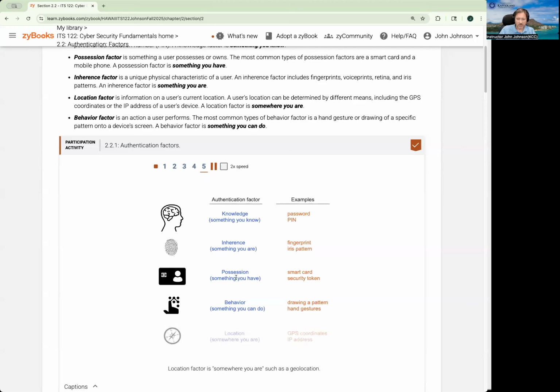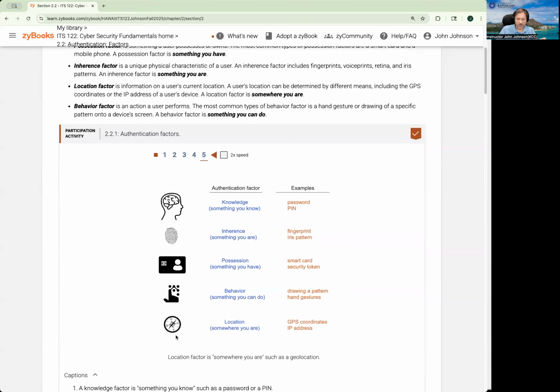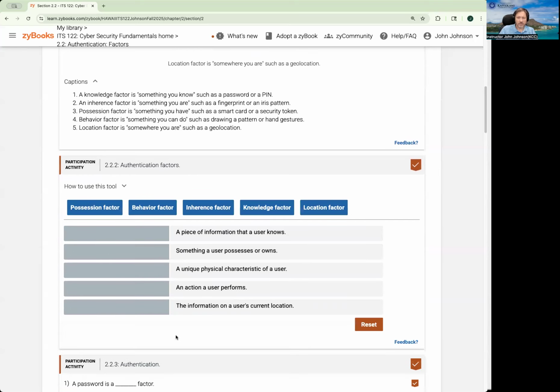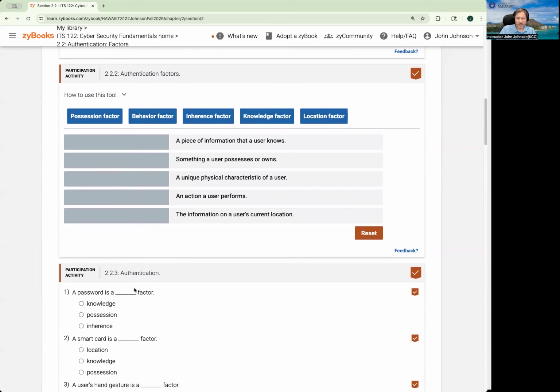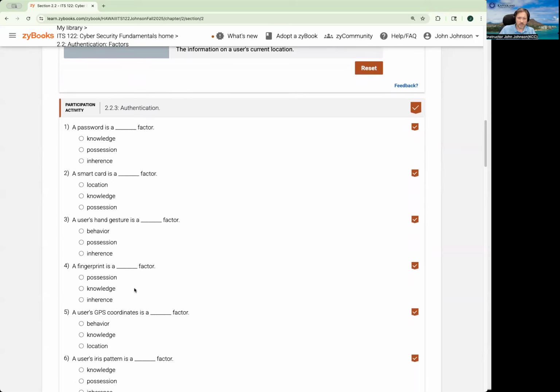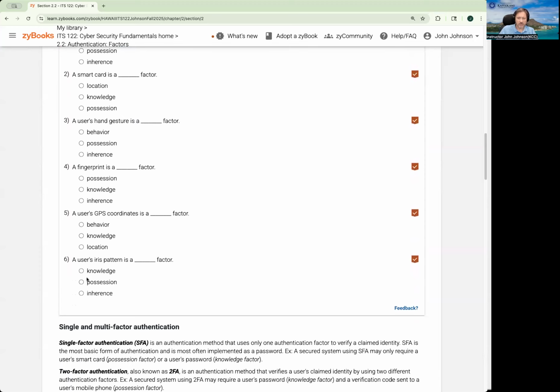And then the last one here is going to be location factor, and that's something you are, and that's why they have the little compass here. So your GPS coordinates or maybe your IP address. Then moving into the test here, I'll let you go ahead and match up these different things. You can do that on your own. And the same for authentication participation here. Password is what kind of a factor, a smart card is what kind of a factor. Go through here, answer those.